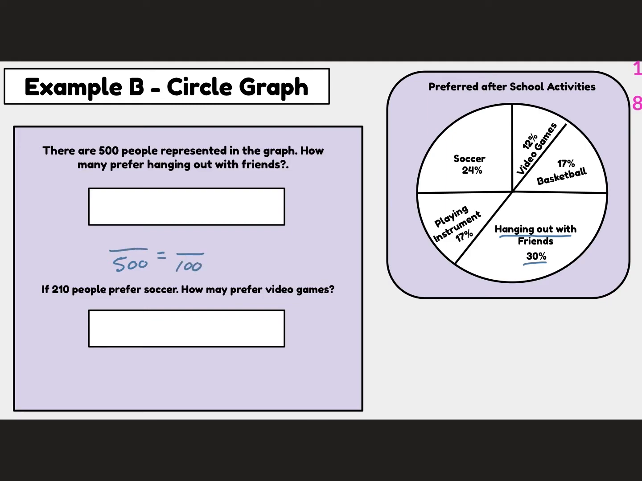100% of the people in this problem. I know that 30% of them prefer hanging out with friends because that's how many people were in my graph. So now I just need x to figure out how many people that was.